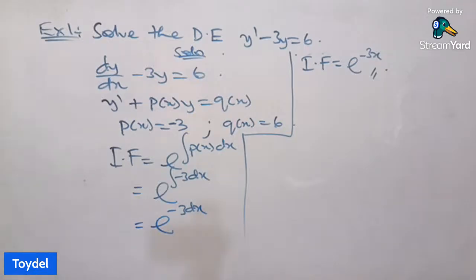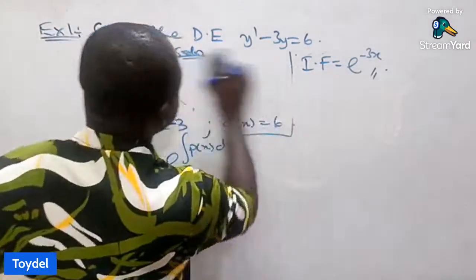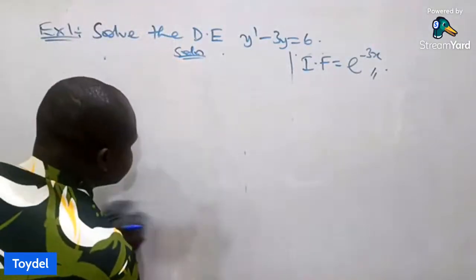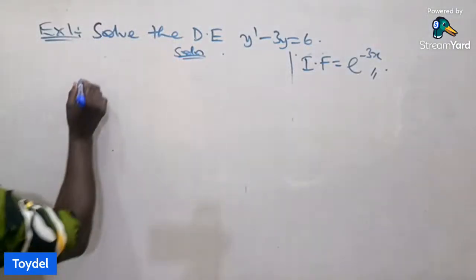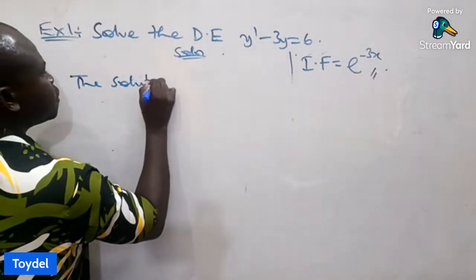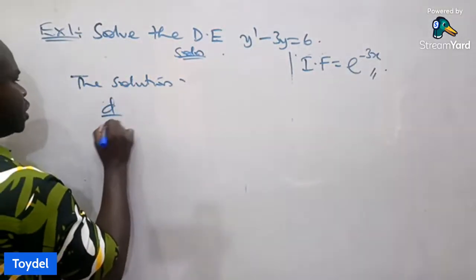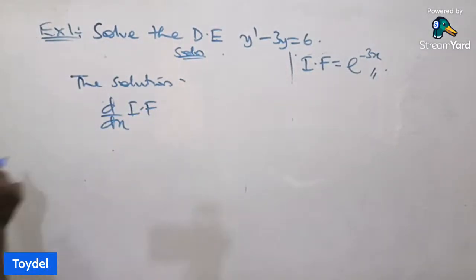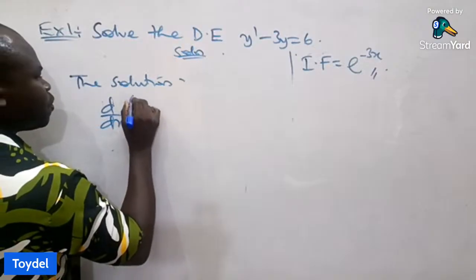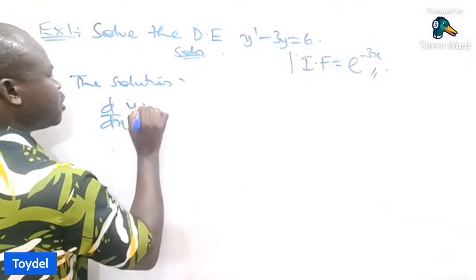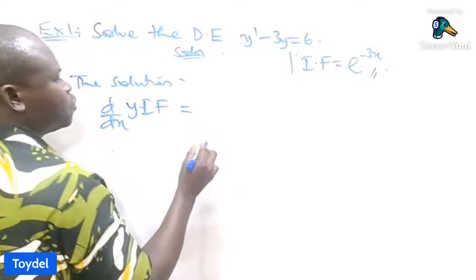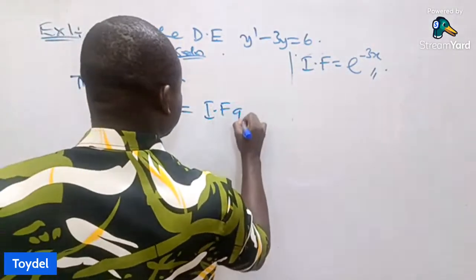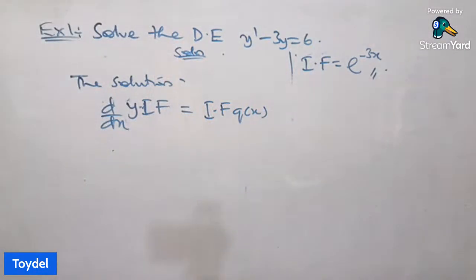When we get the integrating factor, what is the next step to do? Then the solution. Let me clean this side. Since we have gotten the integrating factor, I can write the solution. The solution will now be d dx of y multiplied by the integrating factor will be equal to the integrating factor times Q of x. That will be the solution.